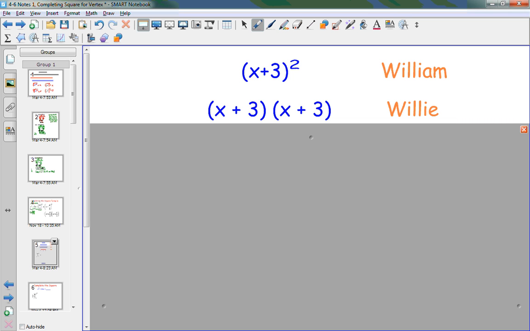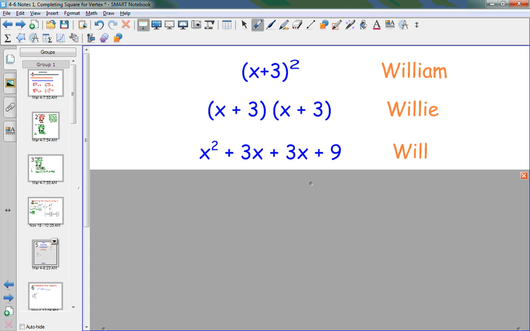Now, what's your gut telling you should do with that x plus 3 times x plus 3? That is the factored form. So what you want to do, Shayla, is you want to FOIL that. When you FOIL that, you're going to get x squared plus 3x plus 3x plus 9. First outer inner last. Agree? Well, now that person's going to be named Will. Are they still exactly the same person? Yes. They're just different forms.